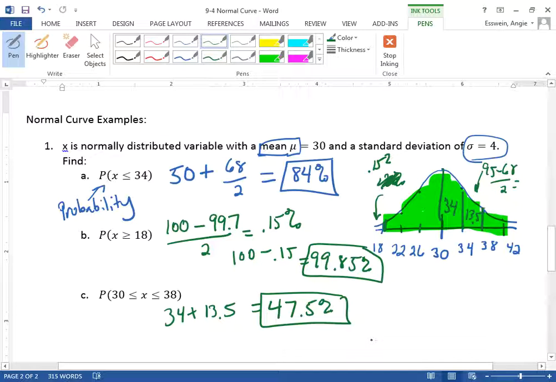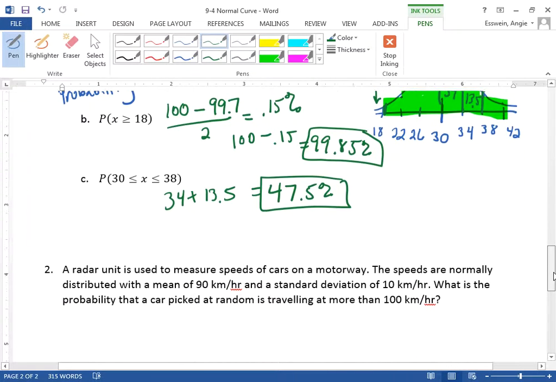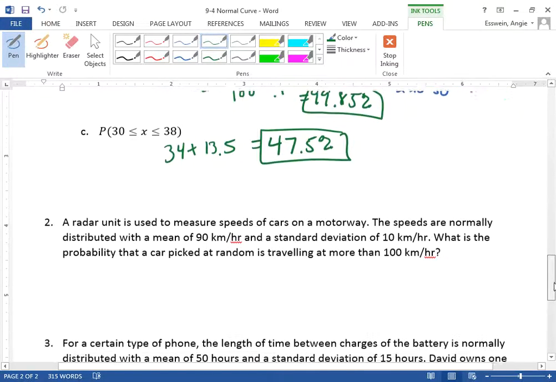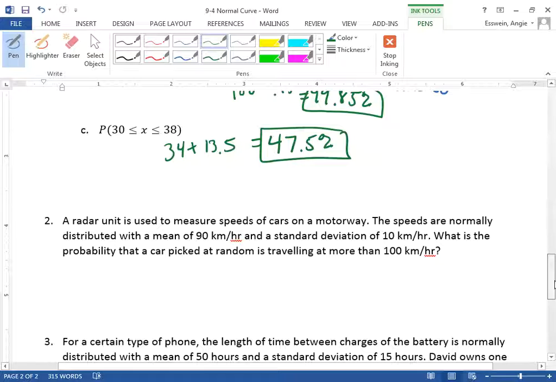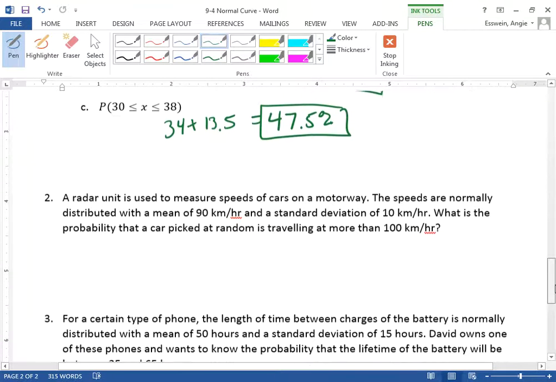Okay, so now let's do one application problem together, and then we'll let you try one on your own and see if you've got it. So a radar unit is used to measure speeds of cars on a motorway. The speeds are normally distributed with a mean of 90 kilometers an hour and a standard deviation of 10 kilometers an hour. What is the probability a car picked at random is traveling more than 100 kilometers an hour?